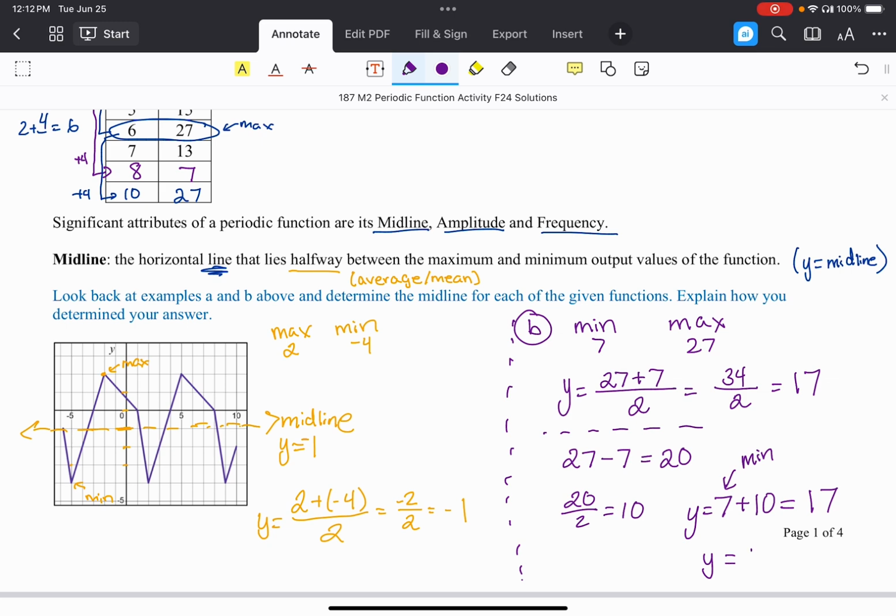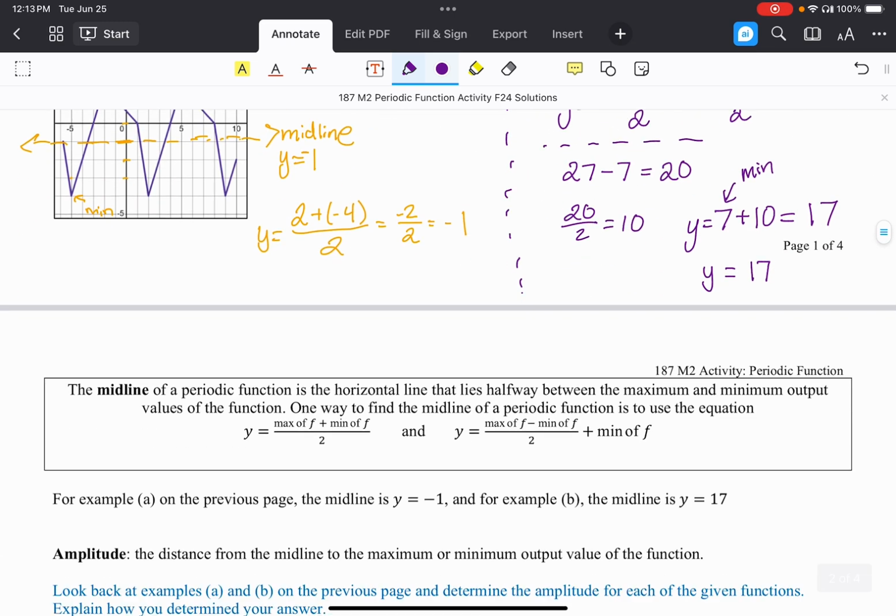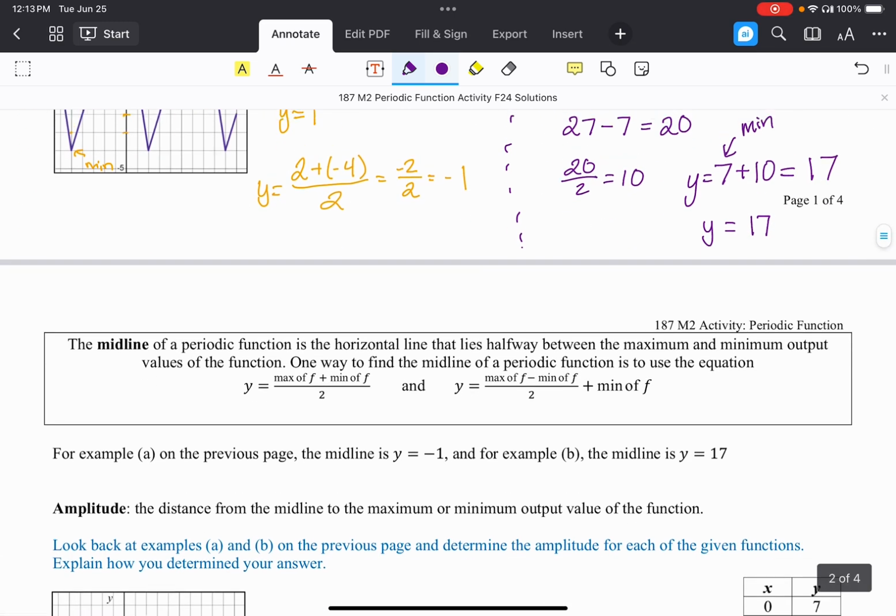You'll notice on the next page of this activity, I have both of these formulas written out for you. It gives you the definition of a midline in your two different ways. Don't forget that y equals there.